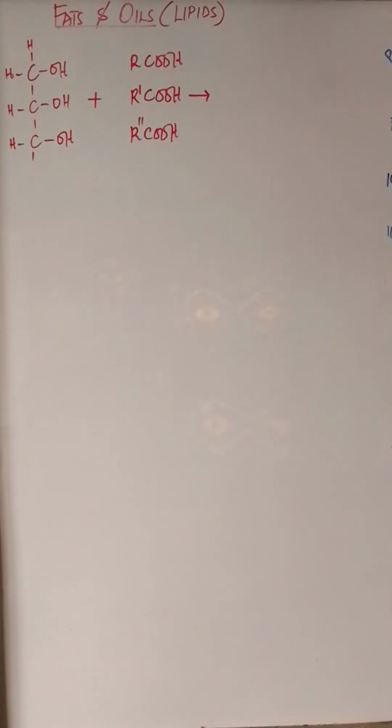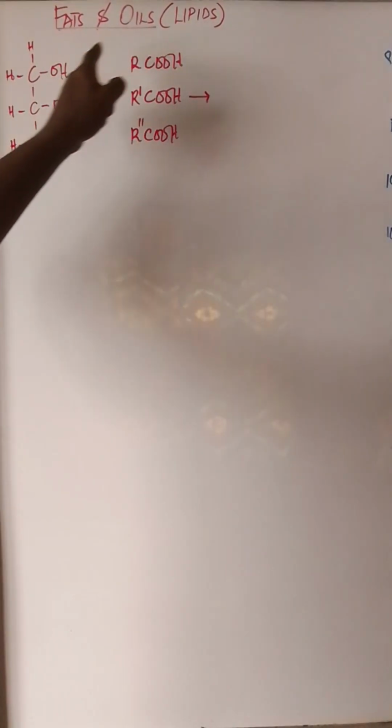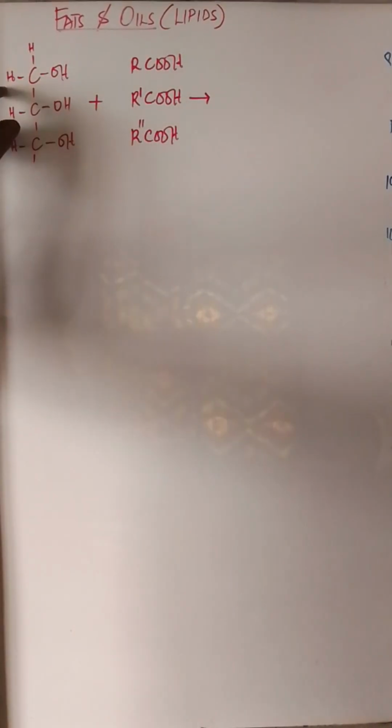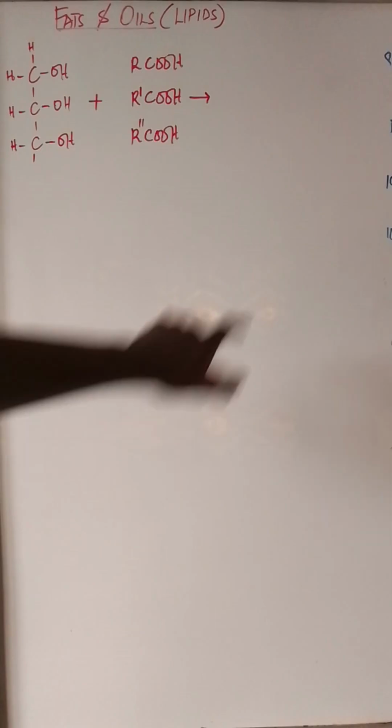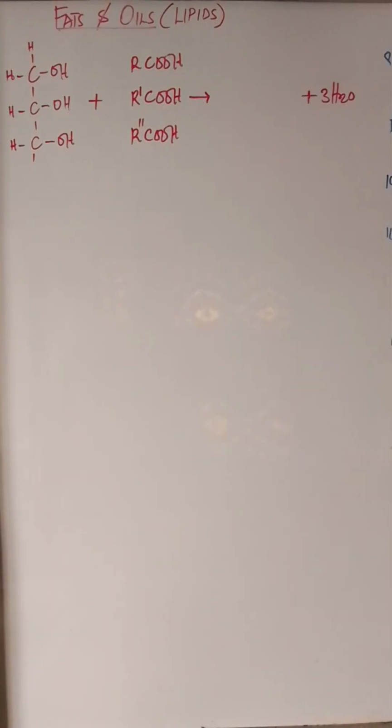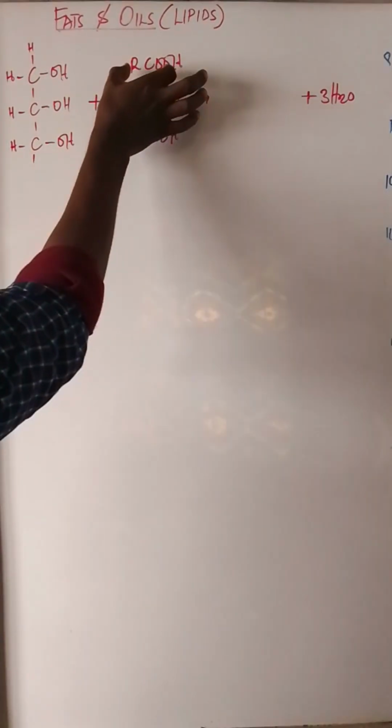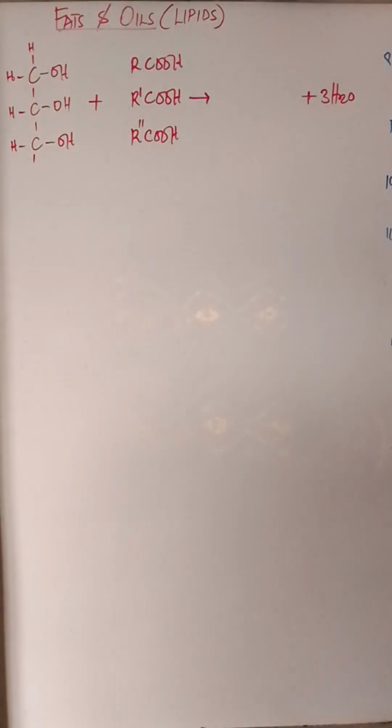So what will be the products? This H and this OH will come and form a water molecule. Then this RCOO minus will come into this alkyl group. So we are going to form 3 water molecules. They will form an ester. So let's bring this RCOO, remove this one and replace it for H.